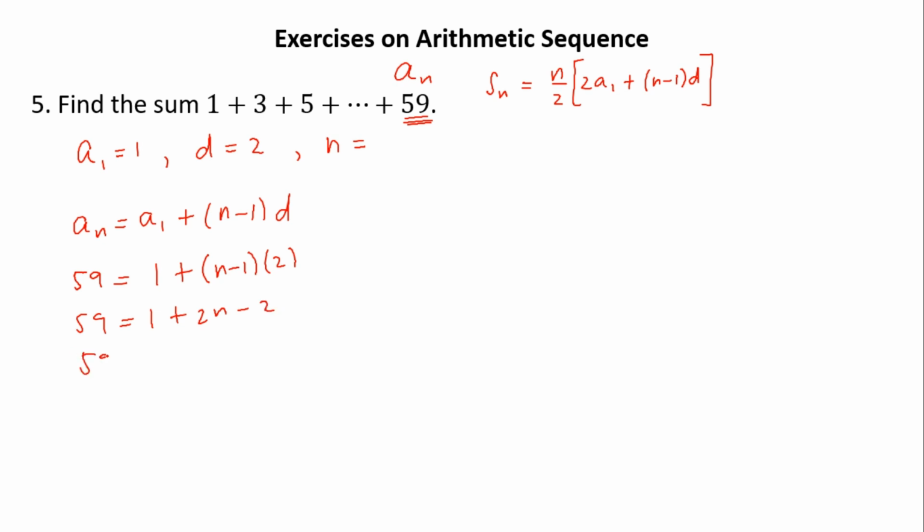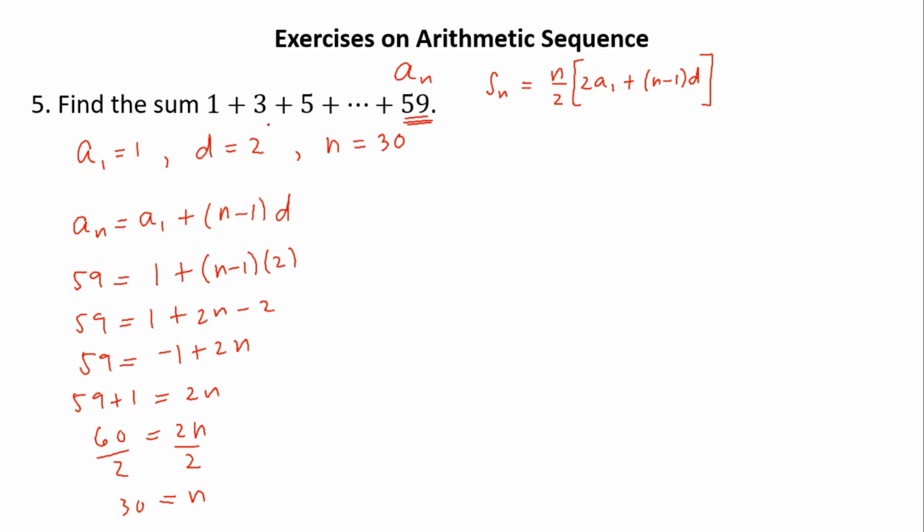So we have 59 equals negative 1 plus 2n. So we have 59 plus 1 equals 2n. So 60 must be equal to 2n. Dividing both sides by 2, we have n equals 30. Now we can solve for the sum. So from the first term 1 up to the last term 59, there are 30 terms.